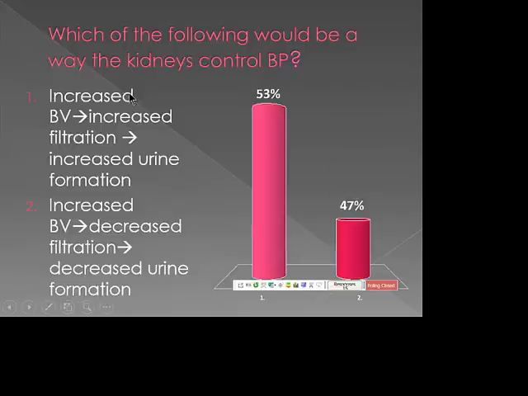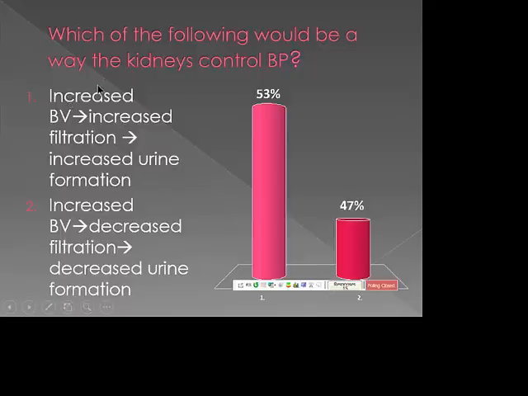Increased blood volume. If there's too much blood volume, what does the body want to do? It wants to get back to normal. The only way you can do that is if you remove it from the body. One way of removing it is to increase your urine formation, right? If there was decreased blood volume, what does your body want to do? Conserve urine. So decreased blood volume means decreased flow going to the kidneys, less urine.